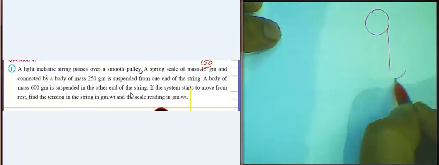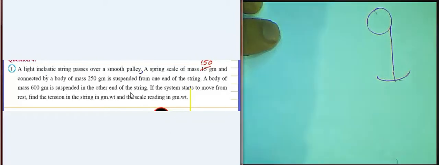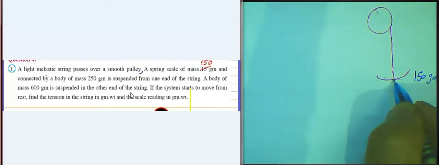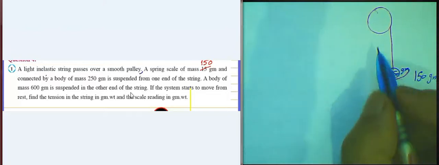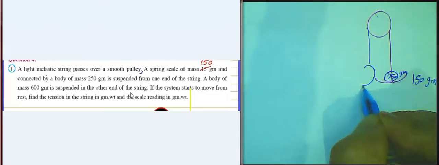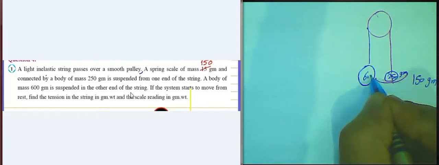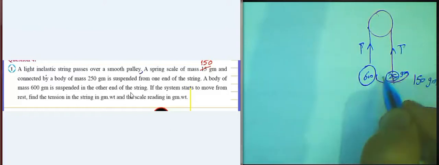And we have here the spring scale. The weight of it was 150 gram, and we put here 250 gram, and the other here, the weight was 600 gram, the body on the other side, 600 gram. We have here the tension here.